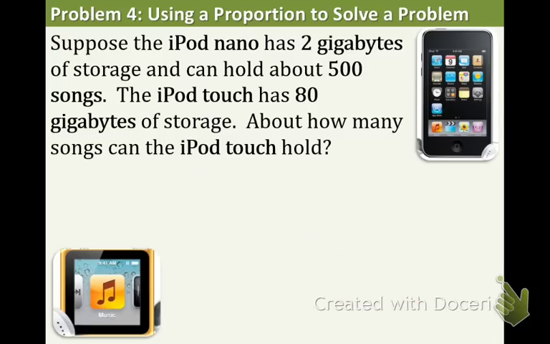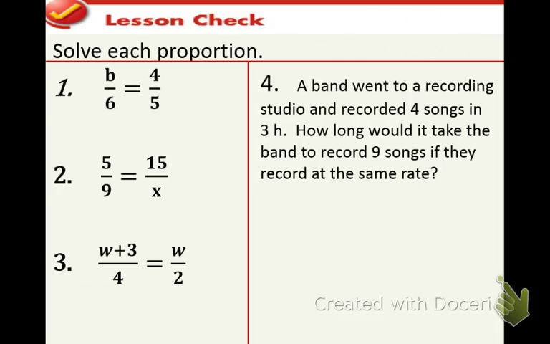So let's get cracking on example 4. We have, suppose the iPod Nano has 2 gigabytes of storage and can hold about 500 songs. The iPod Touch has 80 gigabytes of storage. How many songs can the iPod Touch hold? So we have a Nano and we have a Touch, and we need to compare them. So let's see our givens. 2 gigs, 500 songs. That's for the Nano.